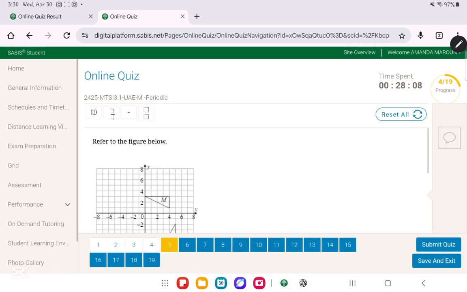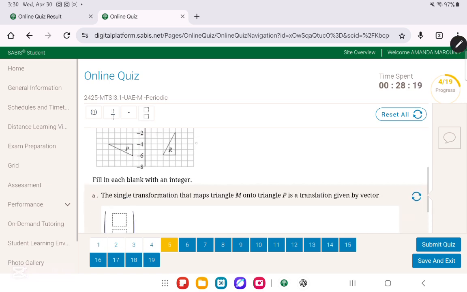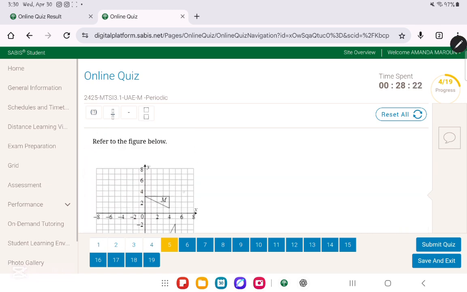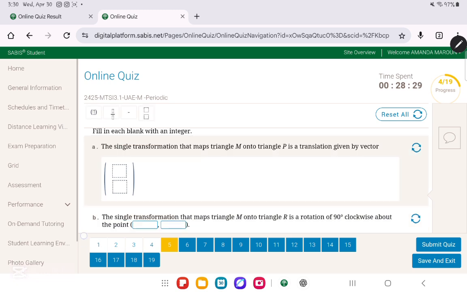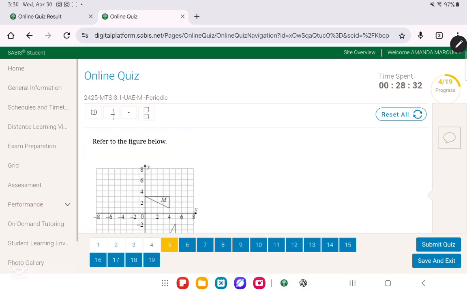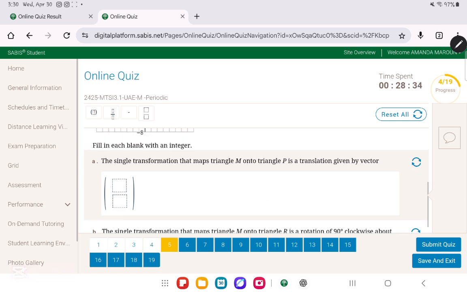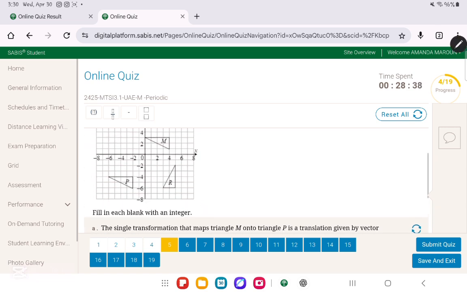Now, I believe the rest of the questions, I hope they will get easier after question number 6, okay? But for now, you should know that questions 5 and 6 may seem simple, but part B is a little bit tricky, okay? Let us move on to question number 5. They said refer to the figure below. They want the single transformation that maps M onto triangle P.